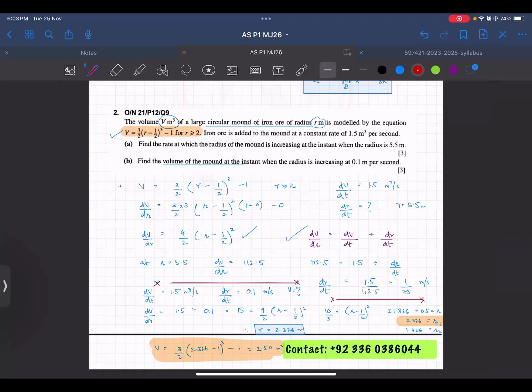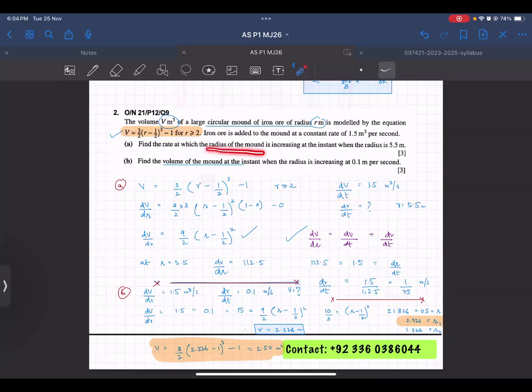Okay. In part A, if you read the question, they have given you the function relating V and r, and the radius is more than 2. And they have given you that iron ore is added to the mound at a constant rate. Rate is given to you. Look for the volume. This is meter cube. So this is the volume per second. So we have the dV by dt value, 1.5.